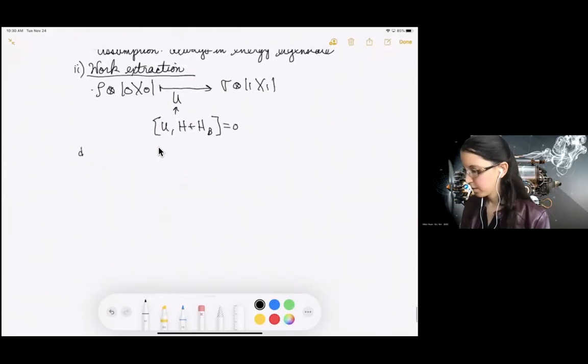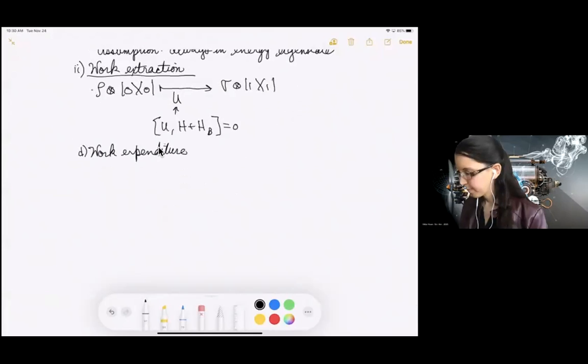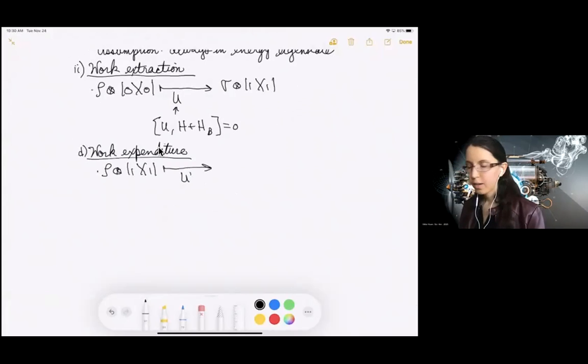Then work expenditure has the following form. Now the battery begins in its excited state. We perform some unitary U prime. We transfer energy from the battery to the system. The system ends in some state sigma prime, and the battery is lowered.